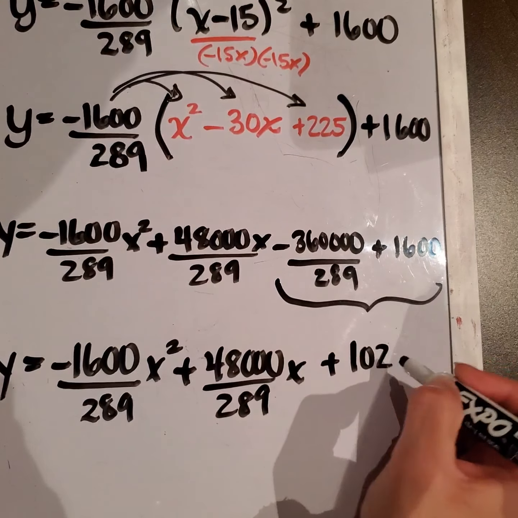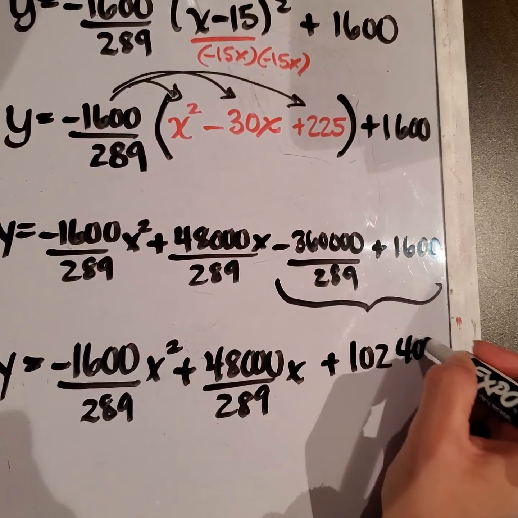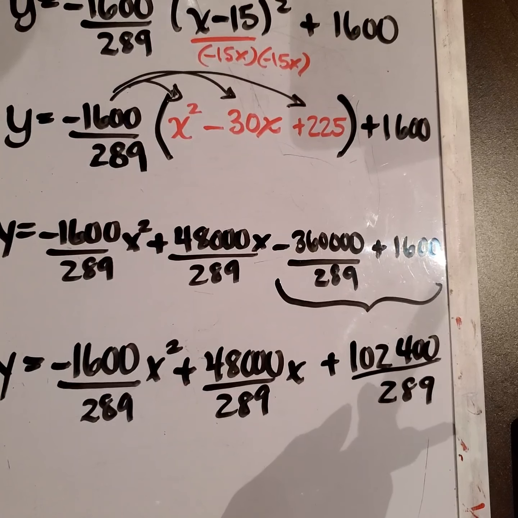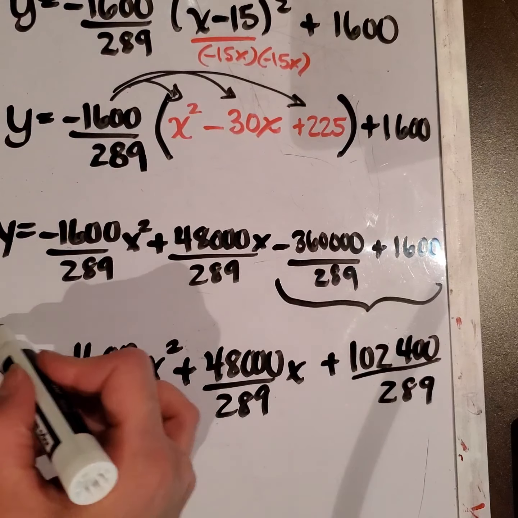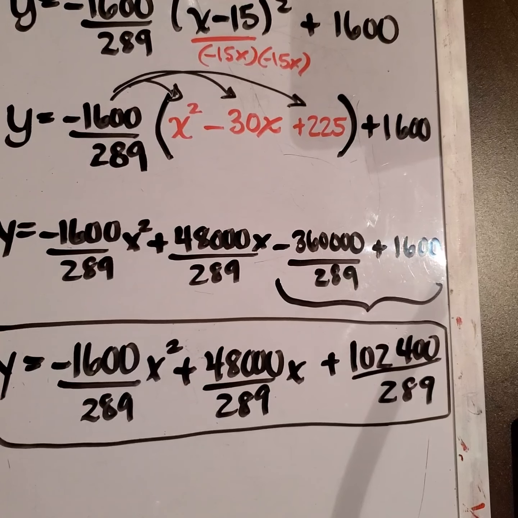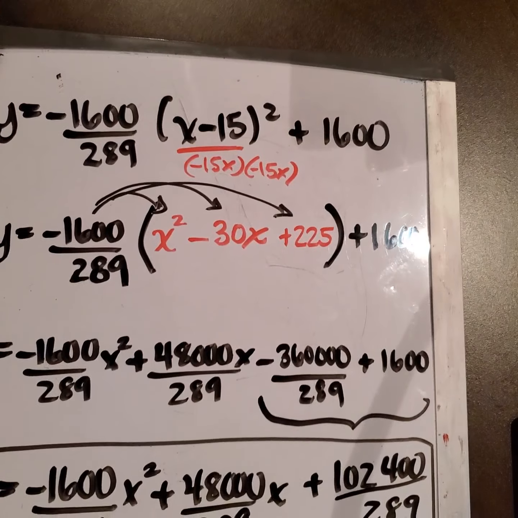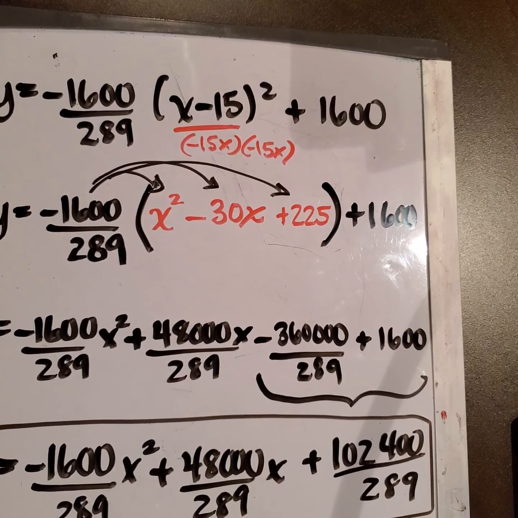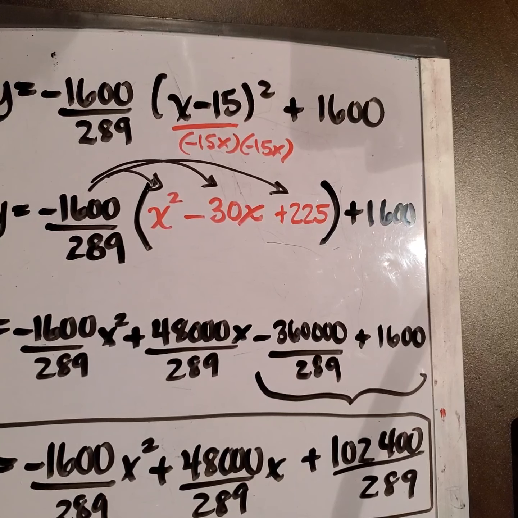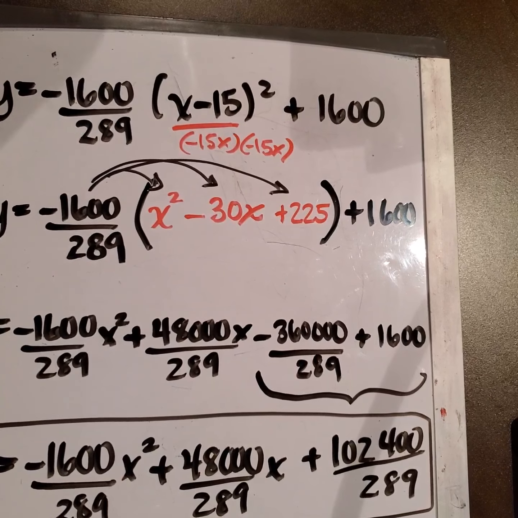Plus 102,400 over 289. Okay, so believe it or not, this is the equation of the quadratic relation in standard form. And if you remember correctly from what felt like an hour ago, this was the equation of the quadratic relation in vertex form. This is modeling the path of that rocket.